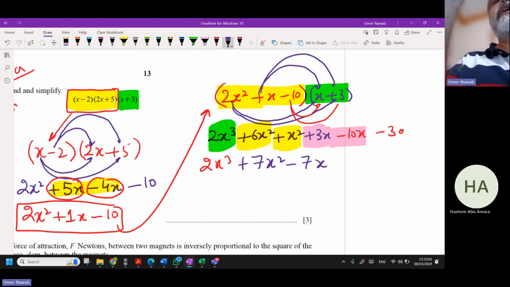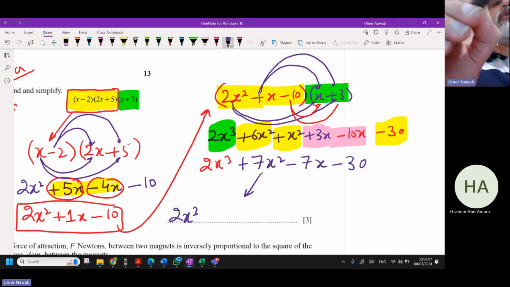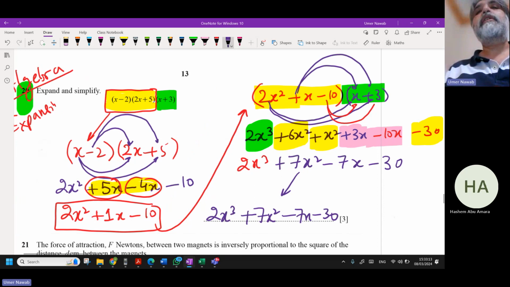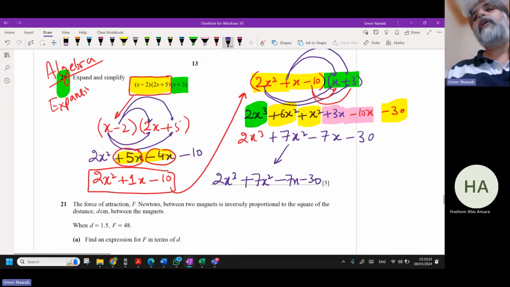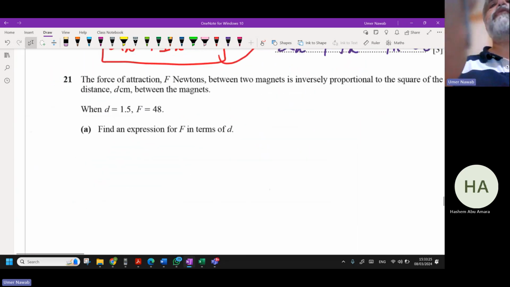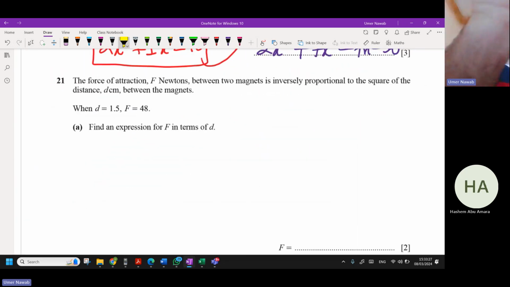And then I just write my answer as minus 30. So this is my final answer, 2x cubed. Through the calculator, I have no way to check my answer because this is containing variables. So this question is totally algebra question based on your simplification and expansion skills.